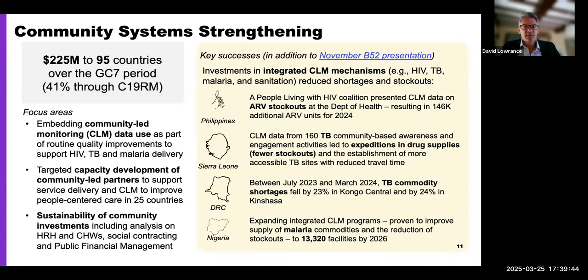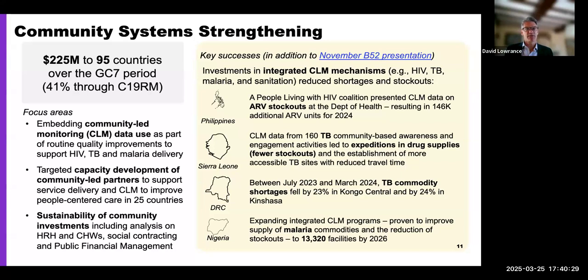So this is the profile on the community system strengthening investments. Again, a very sizable amount across almost 100 countries, close to half of it coming from C19RM. And in these country examples on the right, there are some really nice examples of community-led monitoring, and communities playing a direct role in the accountability mechanisms and helping to ensure continuity of service delivery and avoidance of stockouts of key commodities, et cetera. So some very nice examples have been described there.